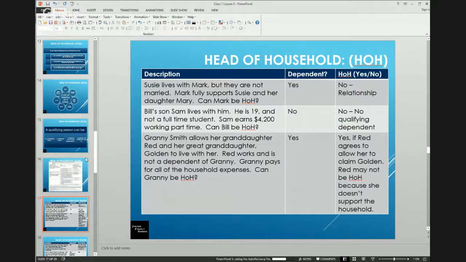Would he be allowed to have head of household? And the answer here is no. And the reason being, neither Susie nor her daughter are related to him in a way that would allow for and be qualified as a qualifying dependent for head of household.